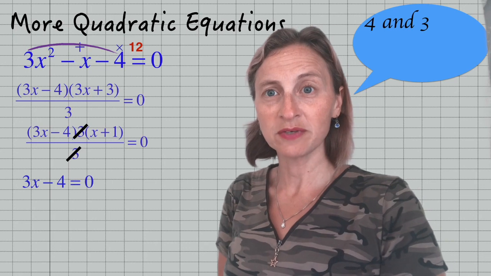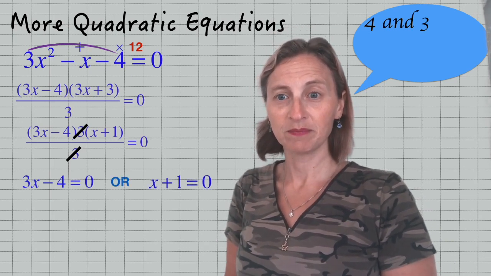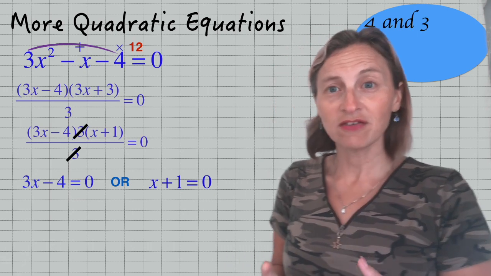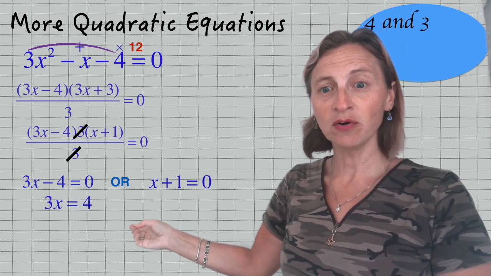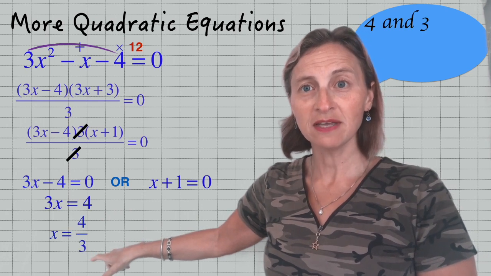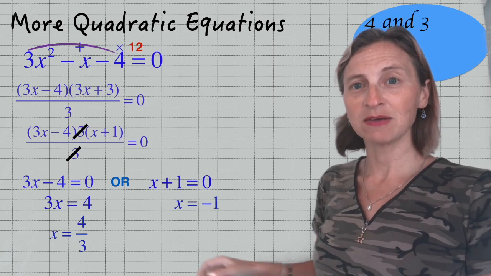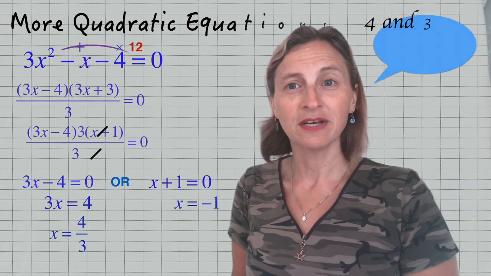3x minus 4 equals 0, or x plus 1 can equal 0. And then we need to solve each side. So 3x can equal 4, and divide both sides by 3, and we have x equals 4 over 3. And then we come to the other side, and we have x equals minus 1 if we take the 1 to the other side. Let's take a look at another example, very similar.